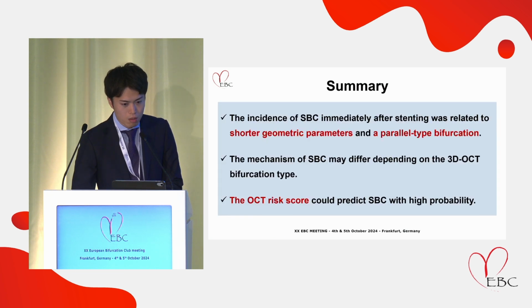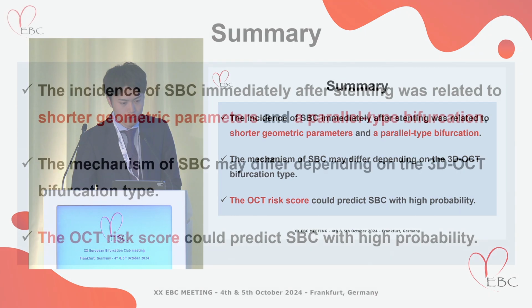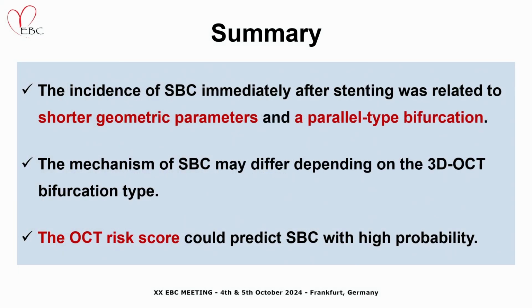Here is a summary of our findings. The incidence of side branch compromise immediately after stenting was related to shorter geometric parameters and parallel type bifurcation. The mechanism of side branch compromise may differ depending on the 3D OCT bifurcation type. The OCT risk score could predict side branch compromise with high probability.